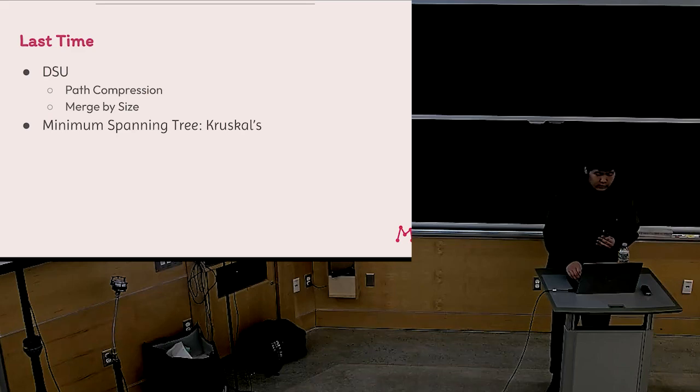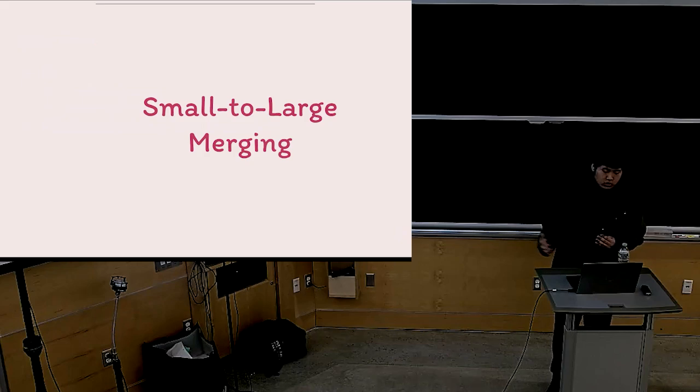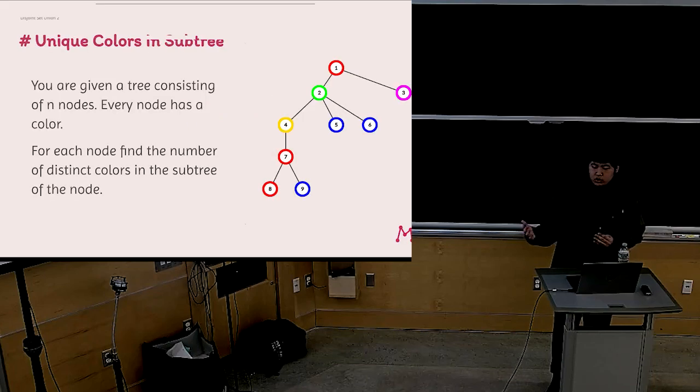So starting, we'll first cover small to large merging, an application of the union by size idea in a DSU. To start, here's our example problem, which is to determine the number of unique colors in a node subtree. You're given a tree of n nodes. Every node has a color, and your task is to find the number of distinct colors in the subtree of a node. For instance, in the subtree of node 7, there are two distinct colors, being red and blue. Even though red occurs twice, it is only counted once.